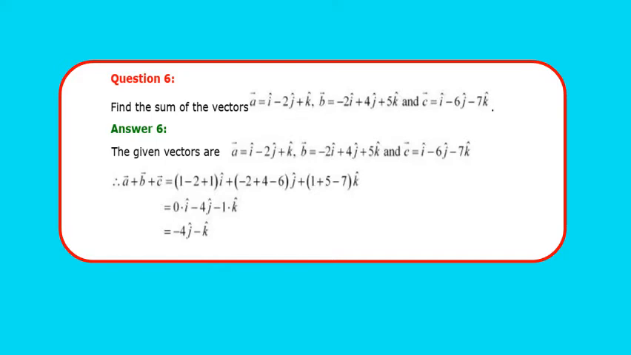So vector a plus vector b plus vector c will be equal to (1 minus 2 plus 1) into i plus (minus 2 plus 4 minus 6) into j plus (1 plus 5 minus 7) into k, which is equal to minus 4j minus k. Clear? So pause and note down the solution.